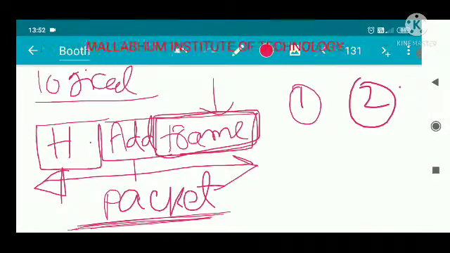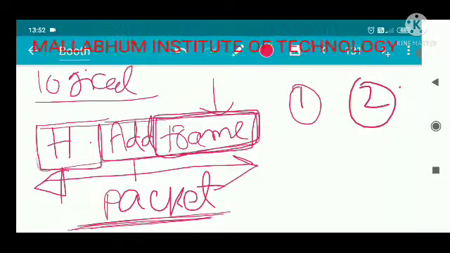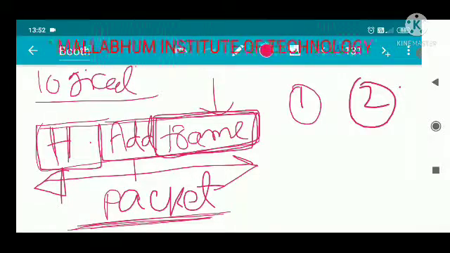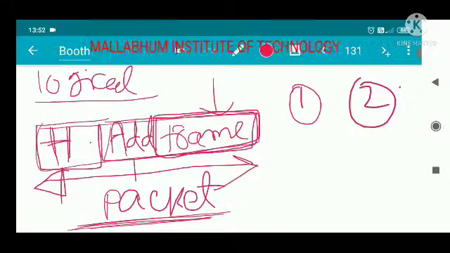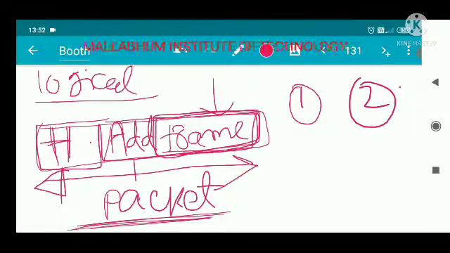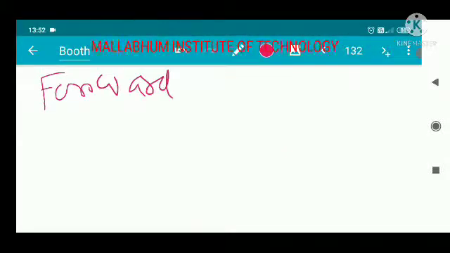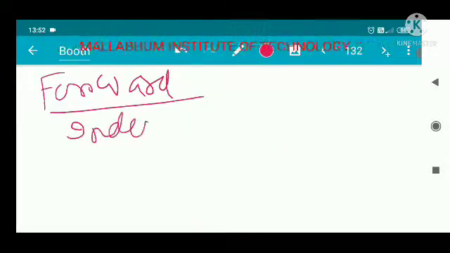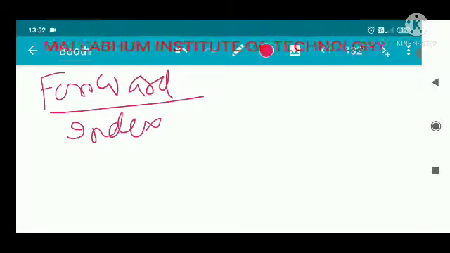In the case of the network layer, a packet is being transferred. Within the packet there are numerous things: a header, an address, logical addressing, a frame, data, like this. In the router there is also a forwarding table, which has an index and the output link.